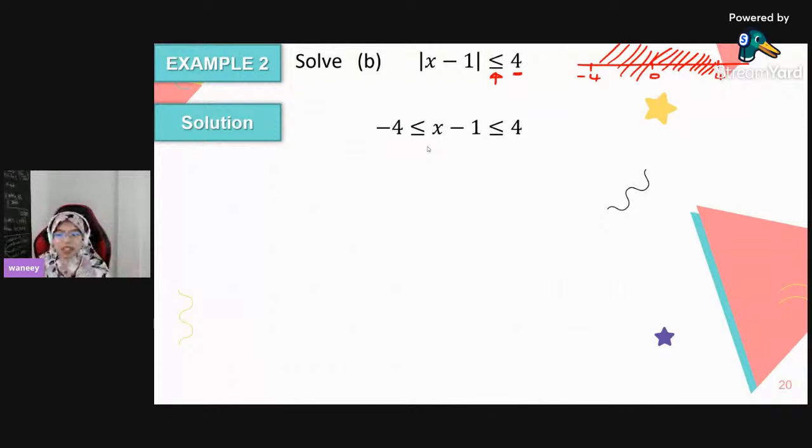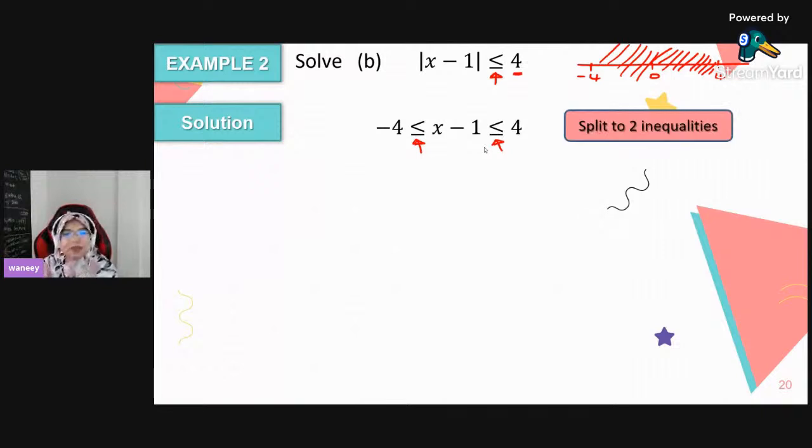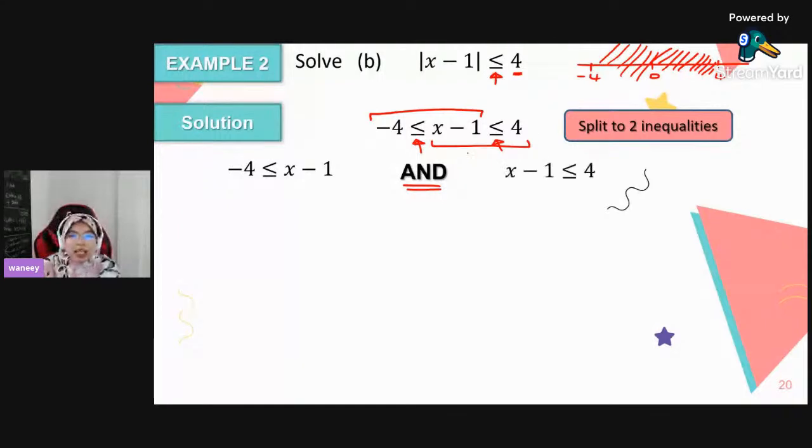So ini kita guna basic definition lah, kita buka. Okay, so now I do see something in between. So if we do see something in between, we need to split them into two different inequalities. So one on the left hand side, another one on the right hand side. So split them. So it will become -4 less than or equal to x minus 1. And at the same time, why are we using and? Because this is somewhere in between. In between, it must satisfy both. So we are using and, x minus 1 less than or equal to 4.